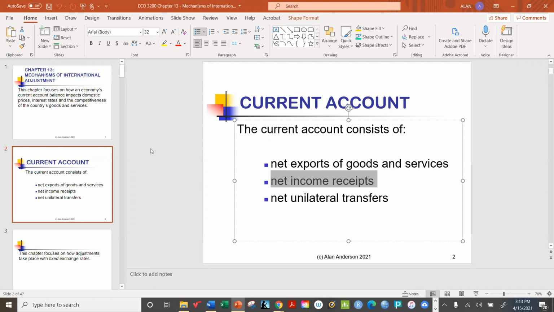So there's always been a lot of discussion about how this is supposed to happen. And there's a lot of different views as to how this takes place. And of course, not everybody agrees with each other about how these adjustments take place.